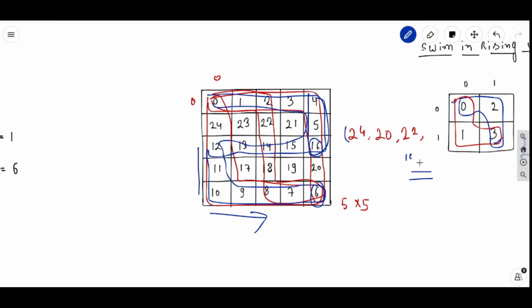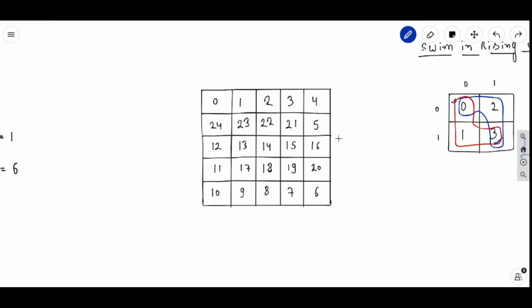What will be my answer? There will be multiple paths, where each path will have some maximum elevation level of the water, and out of all those maximum levels I will choose the minimum of them. For this matrix, the minimum is 16, and 16 is the answer for this test case. Okay, so that's what we want to do. So you got the idea of what we want to do in this problem statement.